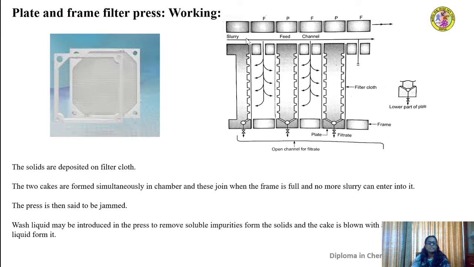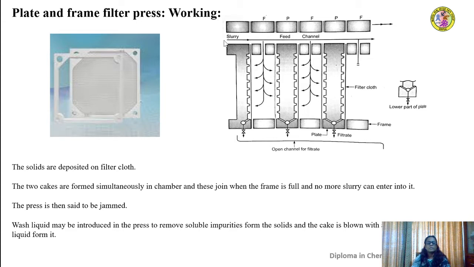So then we can stop the slurry flow because more and more slurry cannot enter now, because the space is occupied by the filter cake. So unless you remove this filter cake, you cannot carry out the filtration further. So then you can introduce the wash liquid to wash the cake that is deposited in order to remove the soluble material present in the cake.